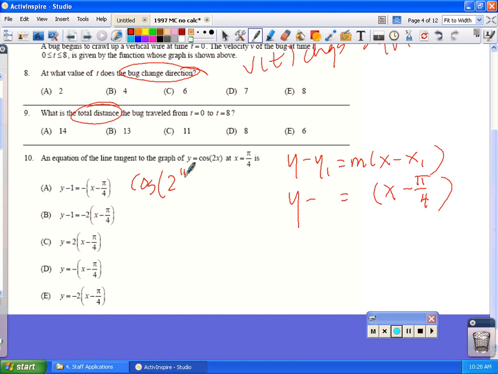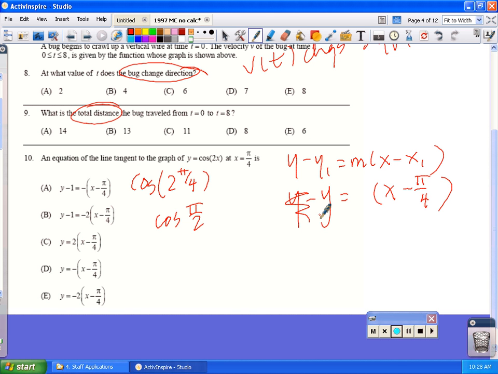Cosine of 2 times pi over 4. 2 times pi over 4 is pi over 2. The x value at pi over 2 is 0. Well, that makes things nice, so I can get rid of that and just make it y. Agreed? Now I need a slope, so to get slope I need a derivative.